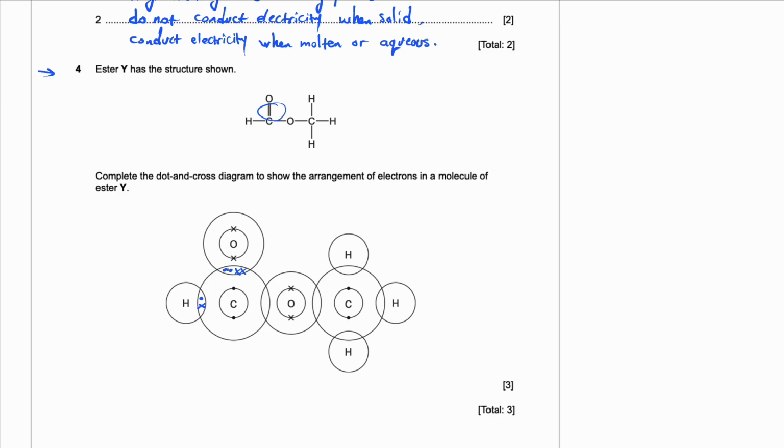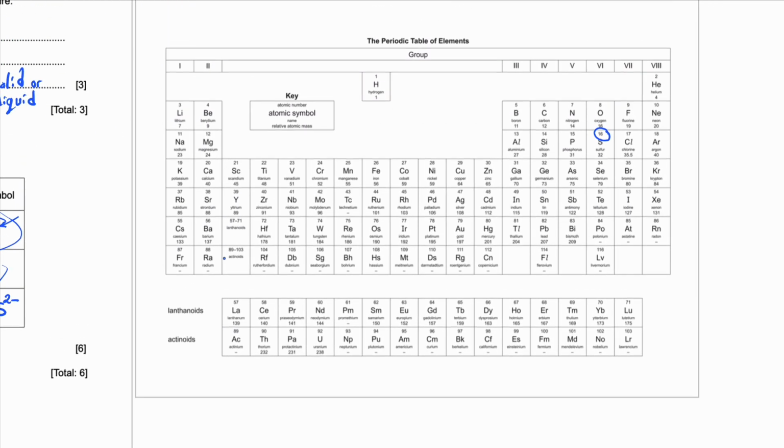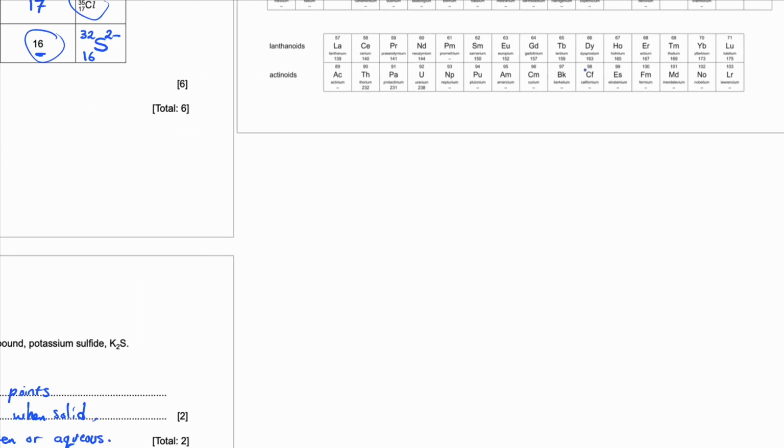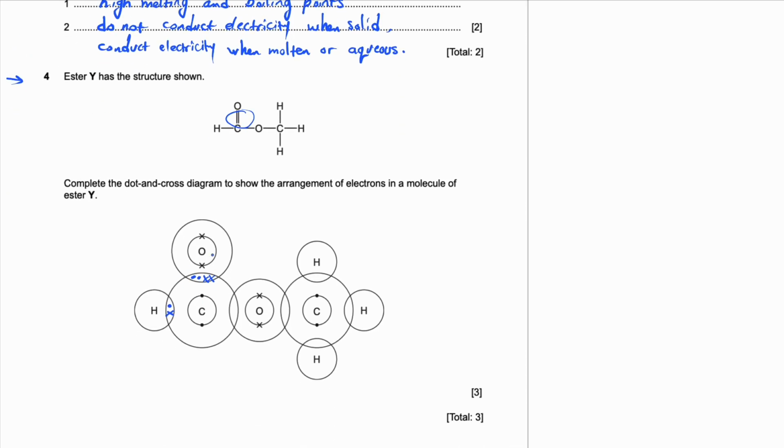We have also to complete the octet of oxygen. Oxygen, if we look here at the periodic table, oxygen is group 6. It means it has 6 outer shell electrons. We've used just 2 of them in making the bond between oxygen and carbon. So we still have 2 more pairs of electrons that have not been used yet. So the overall number of electrons around oxygen is 8 electrons.